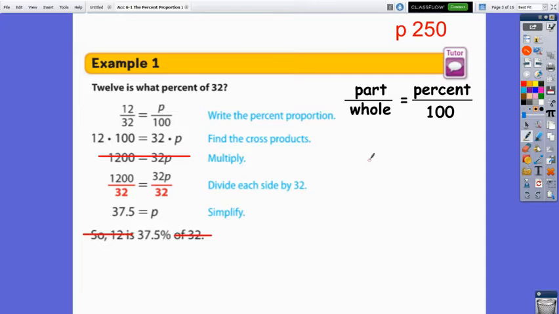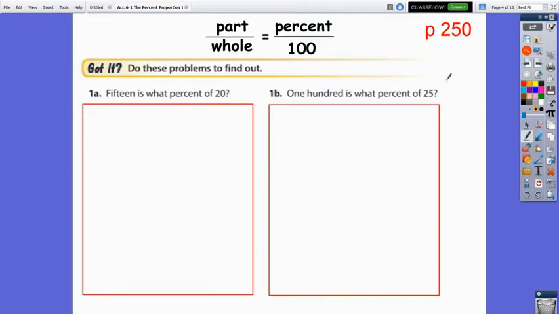I know there are easier ways to do this, and we will discuss them in future topics, but we're going to start with the percent proportion, which is the way you can solve every type of percent problem. Okay, so with that example, there are 4 got-its here for you to work on your own.